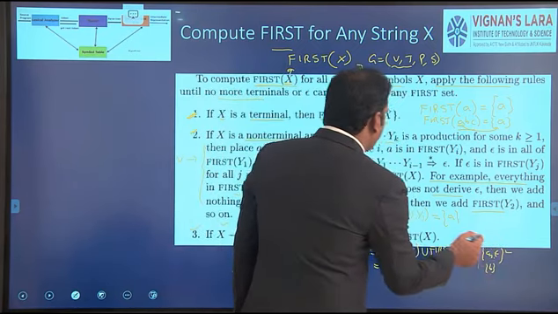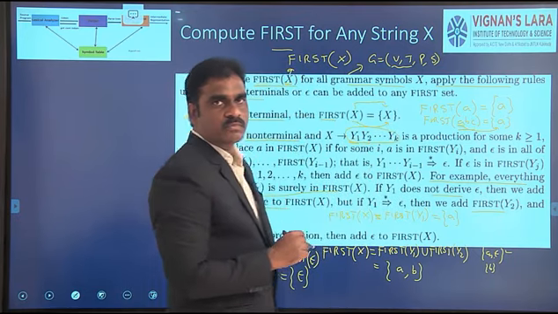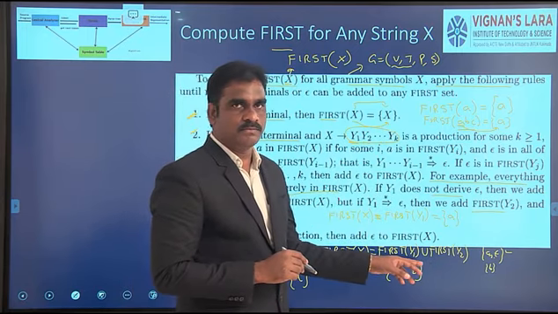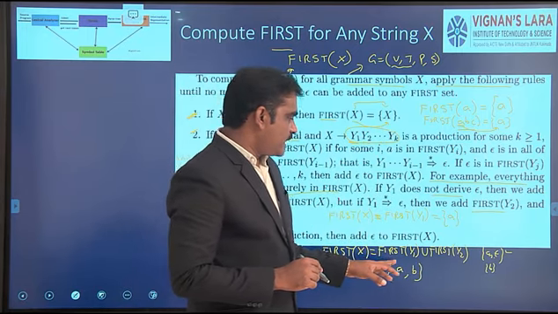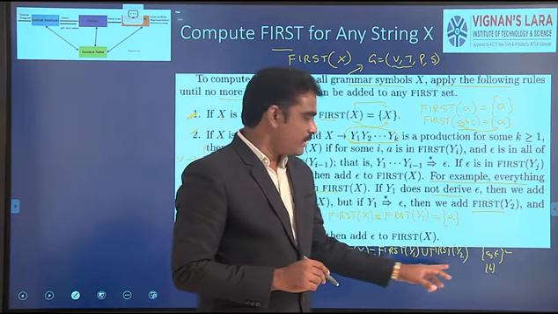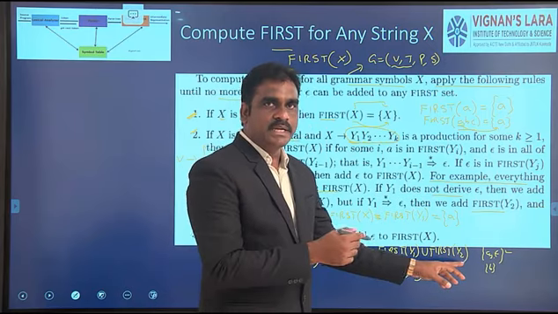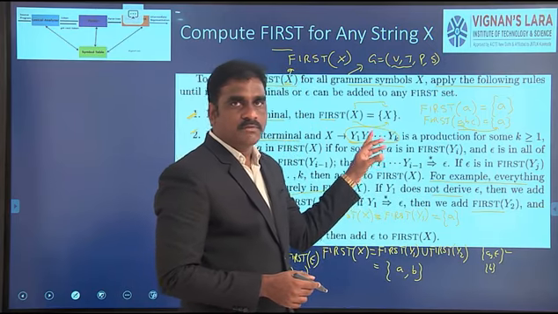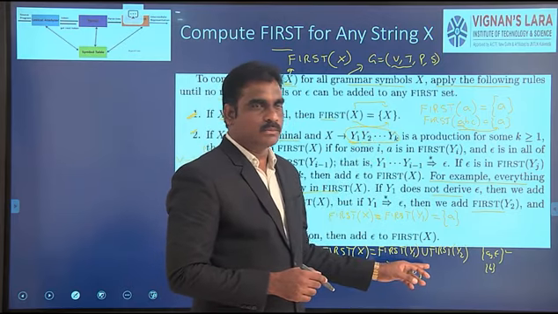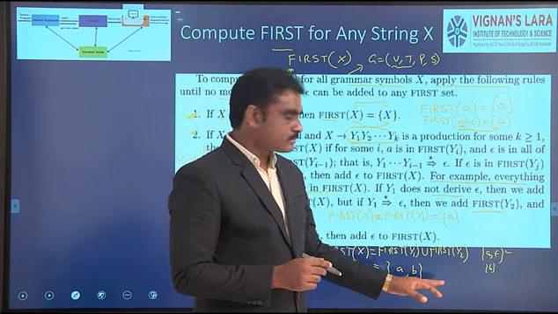So this rule is applicable only if non-terminals are there. If non-terminals are there, then only you can apply this rule. Same way, here if first of Y1 contains epsilon, then you can add first of Y2. Suppose first of Y2 contains epsilon, then you can add first of Y3. If Y3 is a non-terminal, then only you can apply this rule. Suppose Y3 is a terminal, then no need to apply this rule.